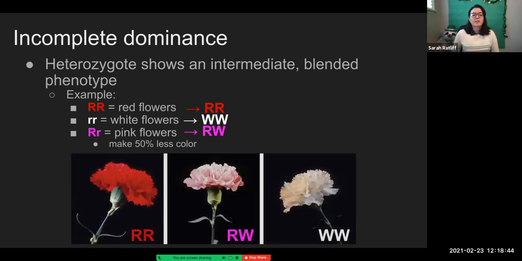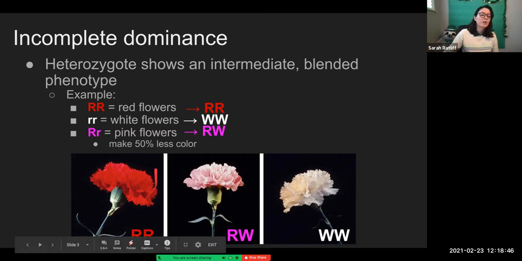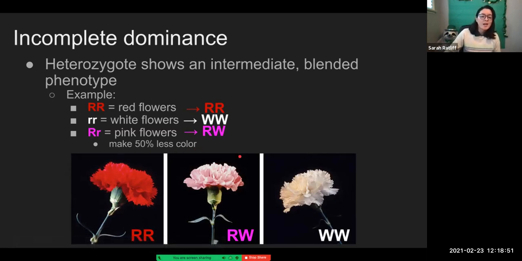So here's what it looks like. Here's our homozygous dominant red carnation, big R. Then we have our heterozygous incomplete pink flower, one of each. It could be big R, little r, or it could be R and W, one of each from the red and the white flower. And then our recessive white flower over here could be WW for white or little r, because it is the recessive phenotype.